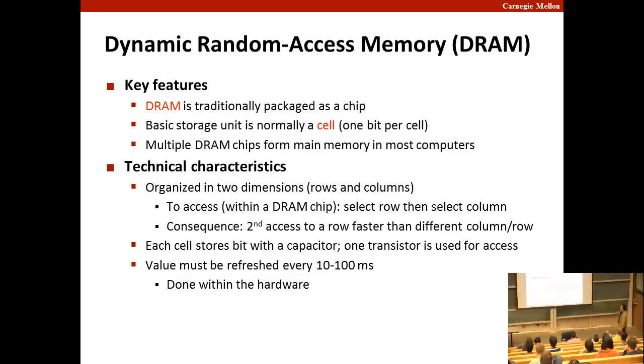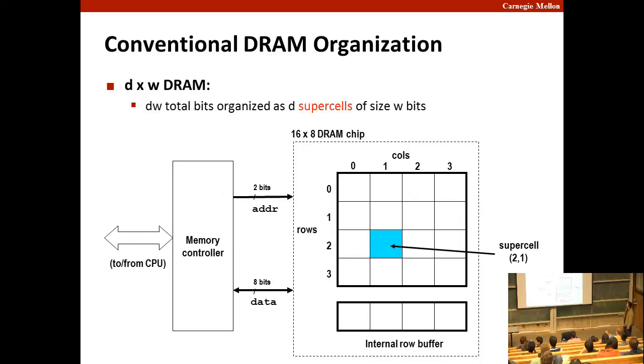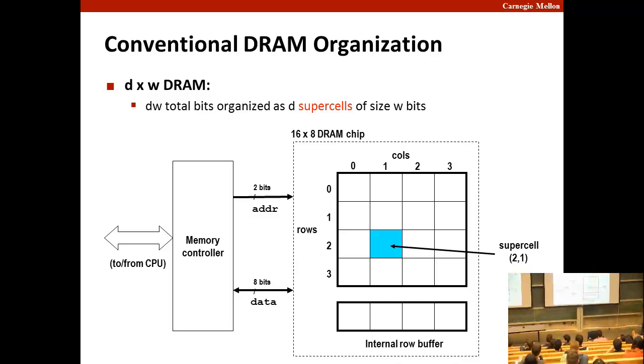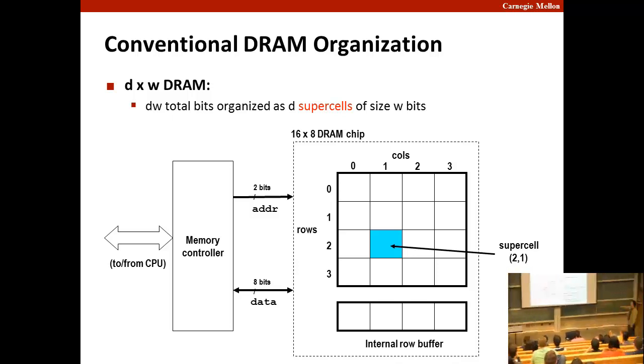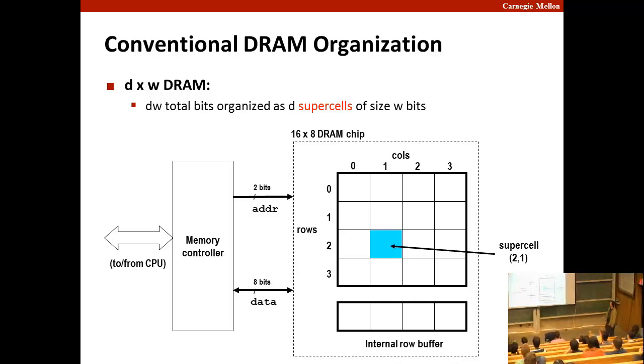DRAM is traditionally packaged as a chip. The basic storage unit is called a cell. There's 1 bit per cell. And then to access it, this is the picture we want. Here we have a 16 by 8 DRAM chip. If you notice, it's 4 by 4, or 16. And so what do we see? If we take a look at this, what we have are rows and columns.